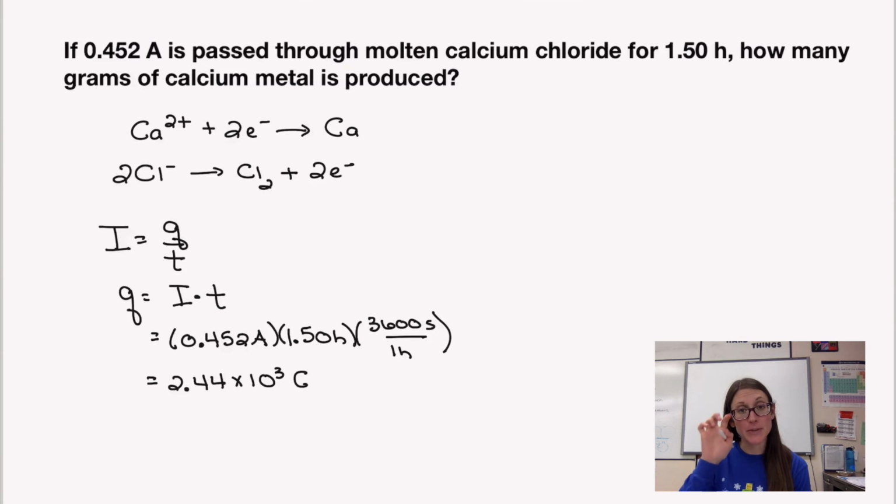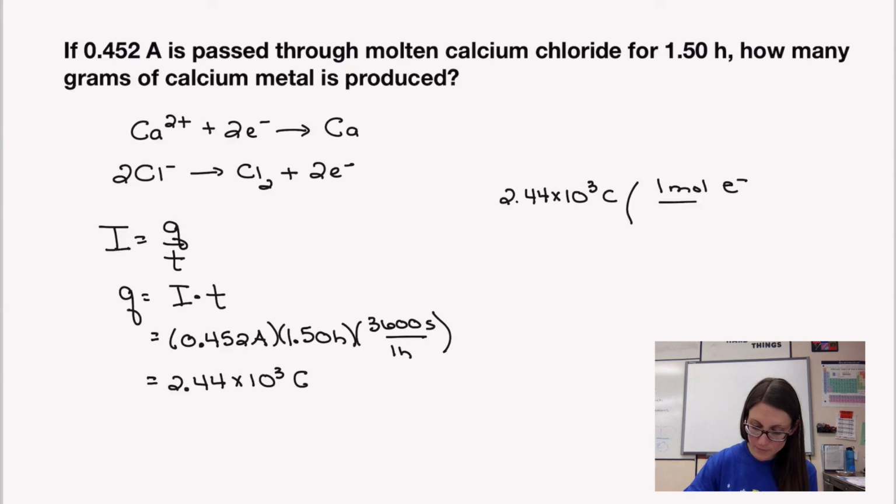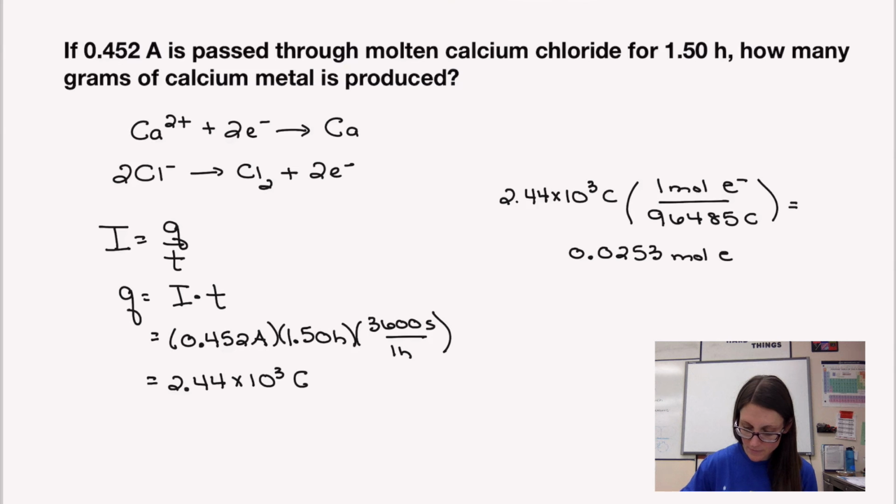Now let's relate this to something chemically useful. Let's relate this to moles of electrons. Once we know moles of electrons, we can relate that to the moles of calcium using stoichiometry and our balanced equation. And from there we can find mass of the calcium metal that is formed.